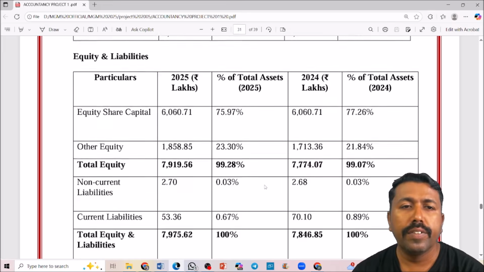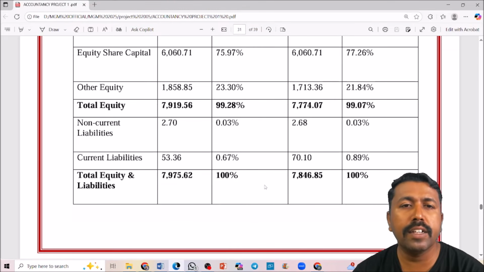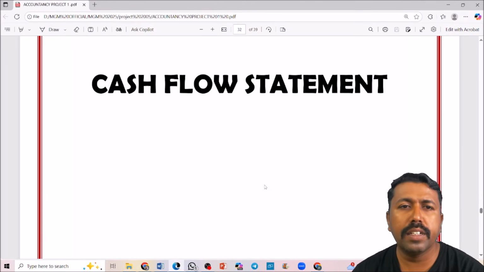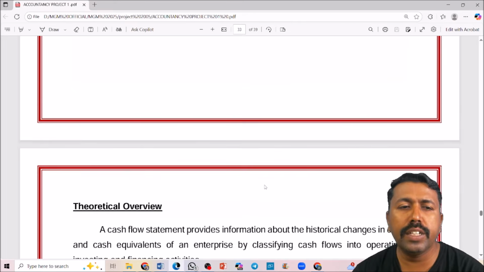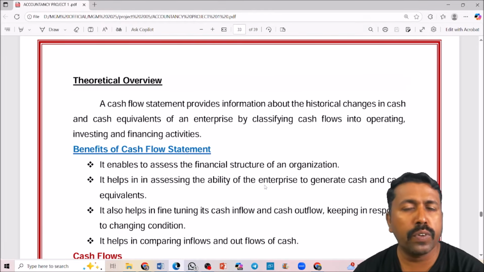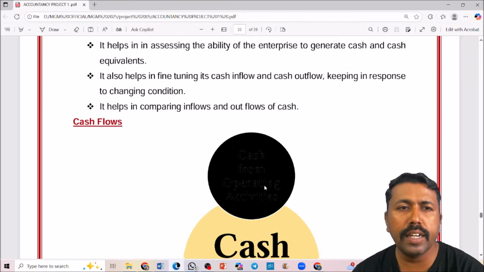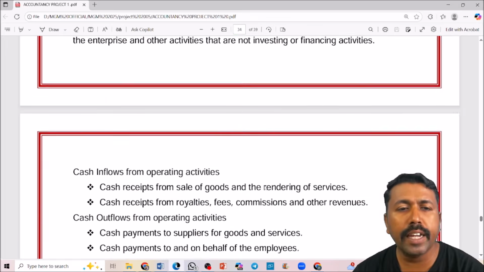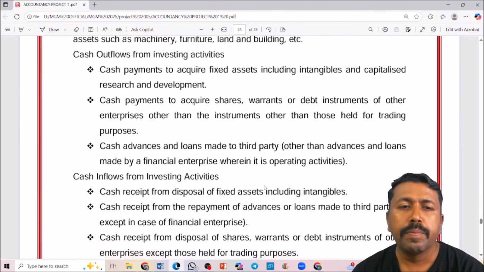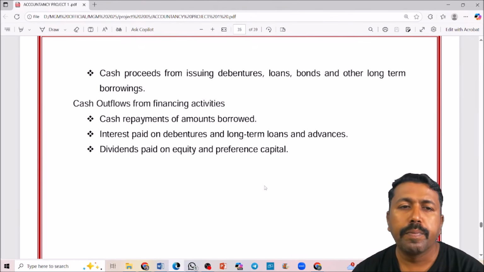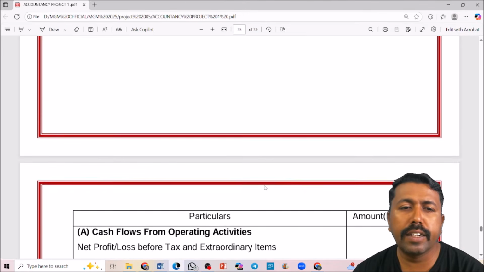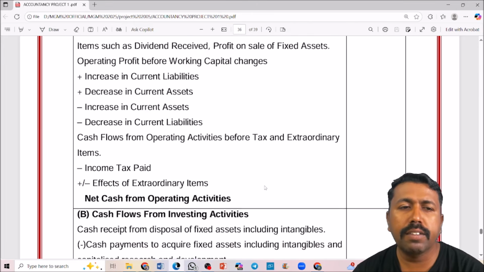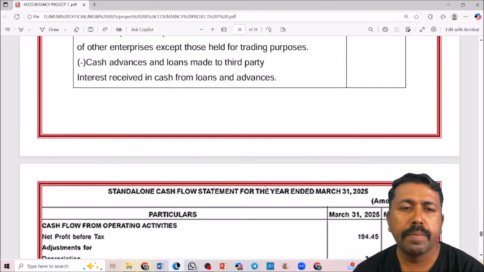Kindly note, the equity and liabilities will come first, and then you can attach the assets area. Then the cash flow statement, where the same balance sheet is taken for analysis. First of all, some theoretical parts are attached regarding cash flow from operating activity, investing activity, and financing activities. After that, the format of the cash flow statement is attached. All these things will increase your number of pages.